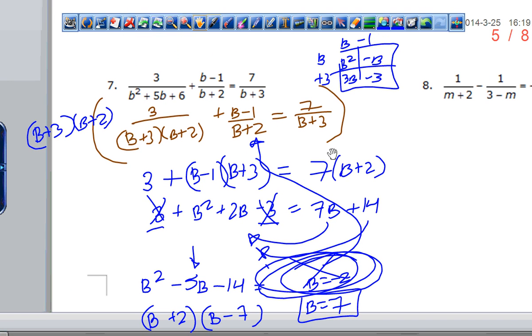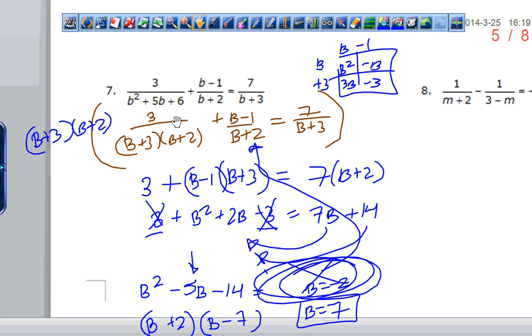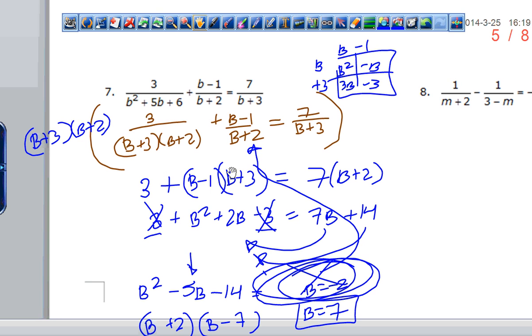The only answer is 7 because if we take that negative 2 and plug it in, we don't get it to work. So we factored this, and then I multiplied by that, b plus 3, b plus 2. So the only thing left here is 3. Then I have a binomial, b minus 1, b plus 3. And on the right-hand side, I have 7 and b plus 2 because the b plus 3's cancel out. So I distribute here. I'll erase some of my arrows. It's a little confusing there. There we go. My 3 and my negative 3 cancel out after I FOIL or box method.